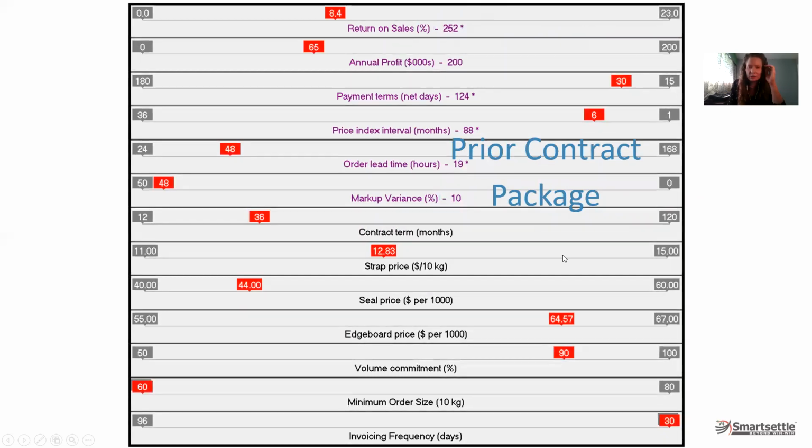So this scenario is based on real data. And so we had a prior contract package to work with. Now, a package here in Smartsettle means that we've identified a value for each of the issues being negotiated. So these red flags represent an entire package, and these flags in particular represent the prior contract package. So the goal of this data analysis was to do better than the prior contract package.